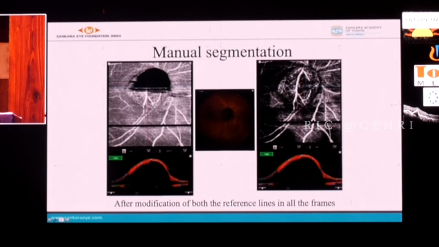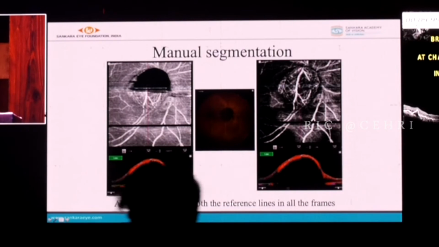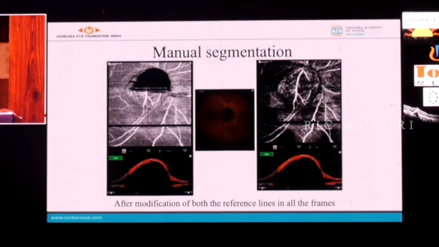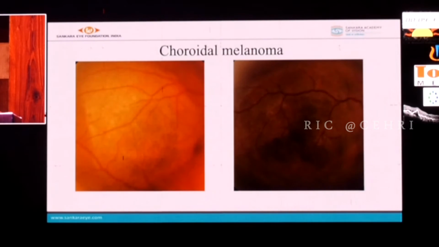So what you do is move this line up. You manually draw this and ask the computer to look only at this particular area. In melanomas up to 3 millimeters in thickness, you will get some useful information on OCTA. Thicker tumors you may not get.